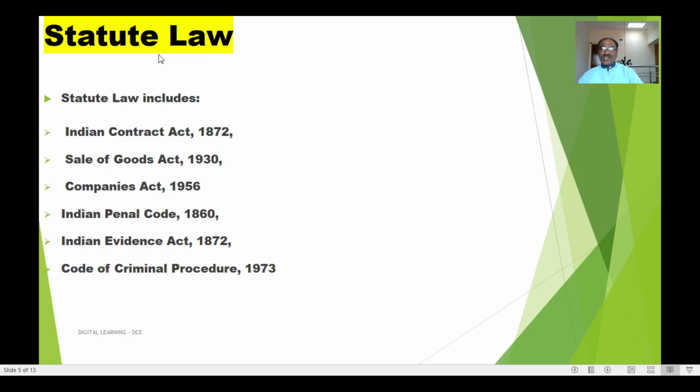So these are the statute laws, and they are very important. These statute laws are among the sources of business law, Indian business law. At the time of making and framing the Indian business law, and the laws relating to business, all these statute laws are followed.